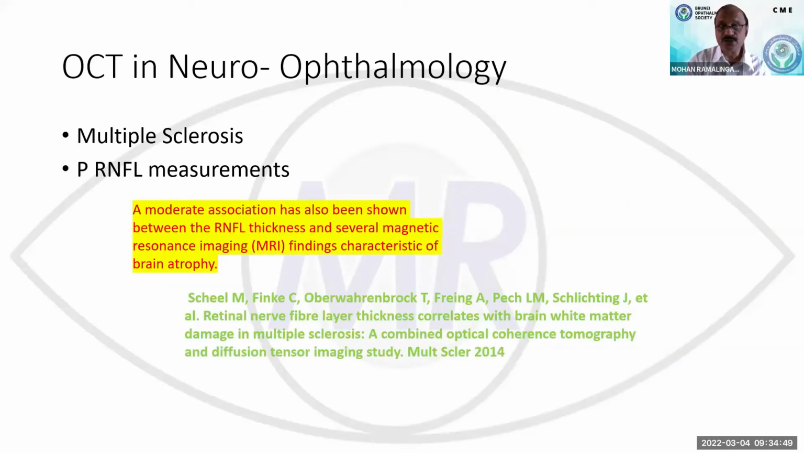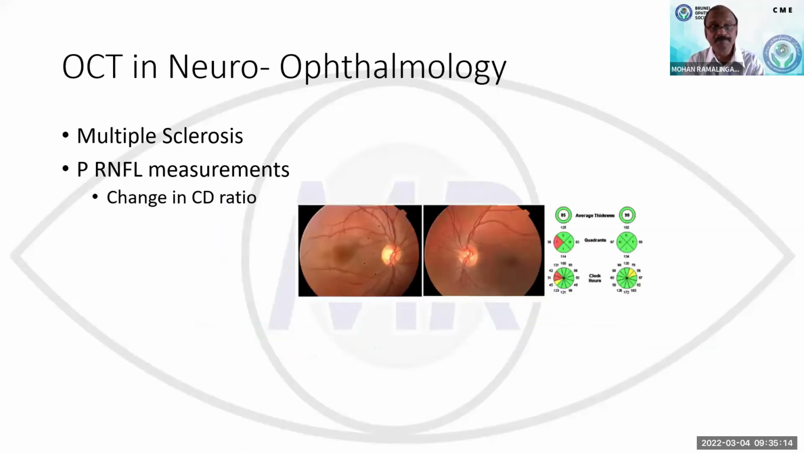A moderate association has also been shown with MRI markers, the MRI plaques. But as you know, MRI plaque features depend on so many other factors. Not a strong association, but a moderate association has been seen with RNFL or retinal nerve fiber layer measurements and MRI findings of brain atrophy.